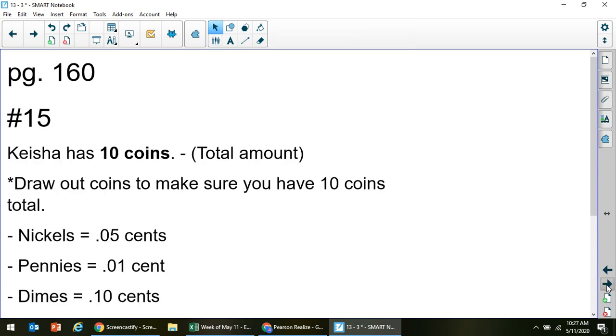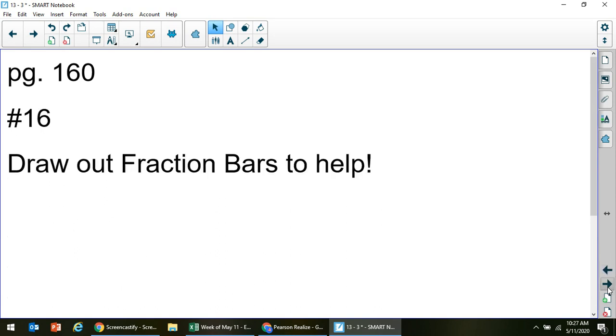Let's move on to number 15. This is talking about money. You just need to remember that Keisha has 10 coins total. So draw out those 10 coins to make sure you have the 10. Remember, nickels equal 5 cents, pennies equal 1 cent, and dimes equal 10 cents. So use this information to help you solve number 15. Number 16, to solve that, you need to make sure you draw out fraction bars. This should be able to help you to find an equivalent fraction.